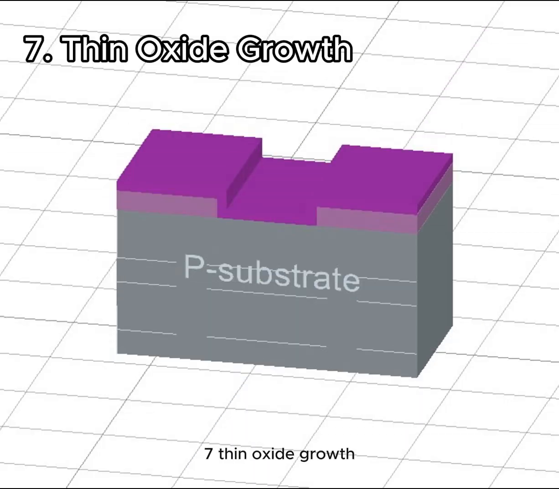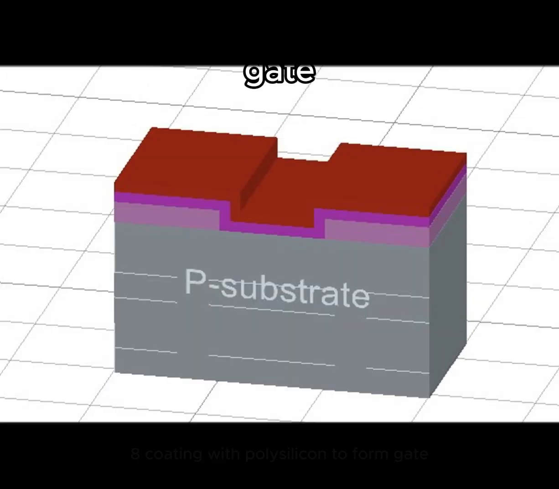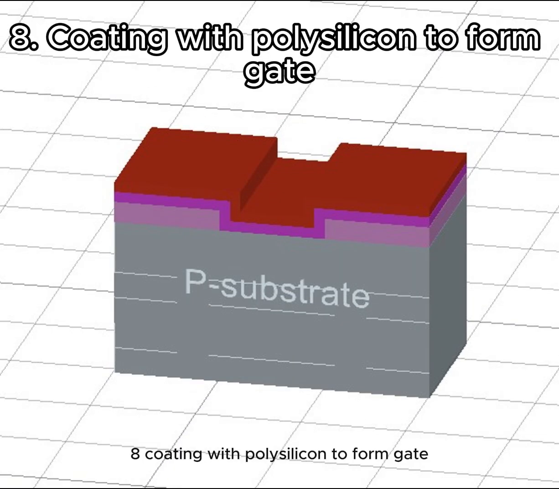7. Thin oxide growth. A thin silicon dioxide layer, approximately 0.1 micrometer thick, is grown over the wafer to form the gate oxide of the NMOS transistor. 8. Coating with polysilicon to form gate. A layer of heavily doped polysilicon is deposited on top of this thin oxide using the chemical vapor deposition technique.